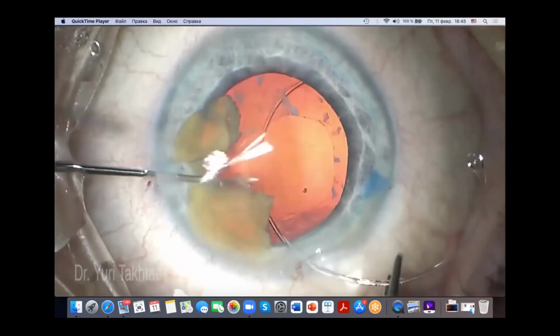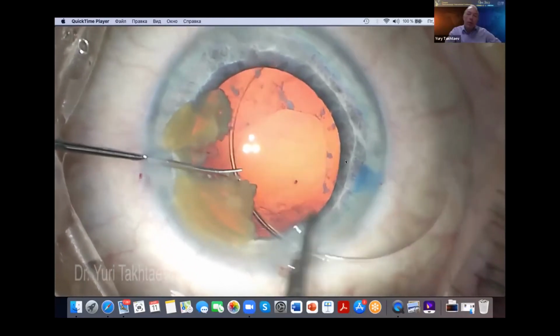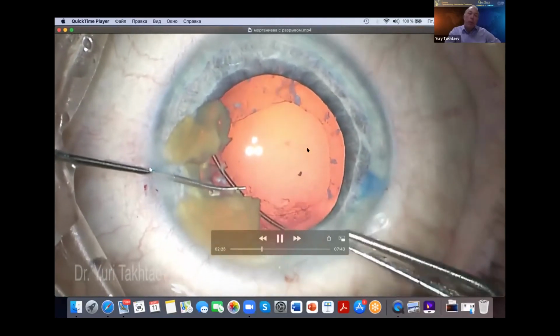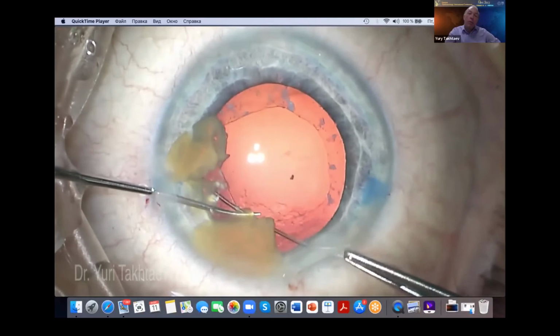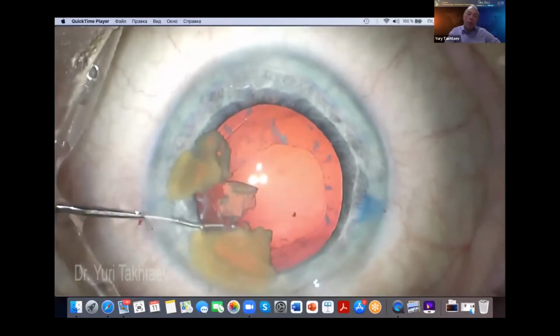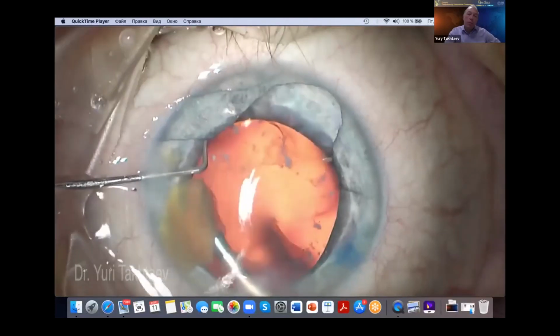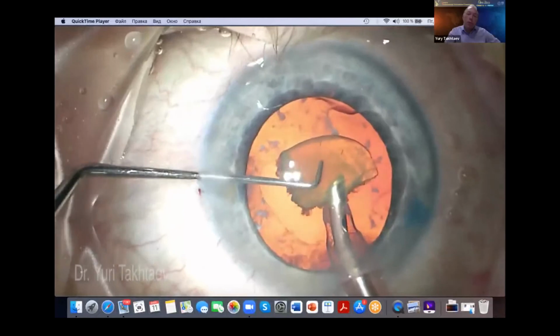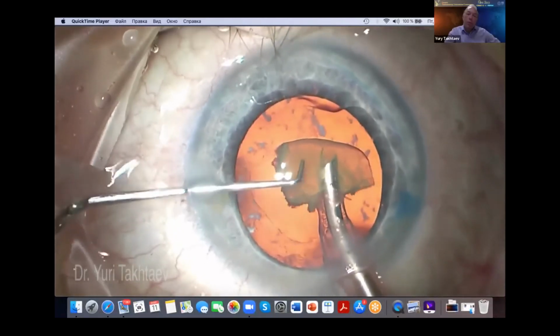Put the capsule tension ring, and I still have not recognized the problem with the capsule. It's not extended during this step. Just to continue with the ultrasound tip and slowly aspirate the material.